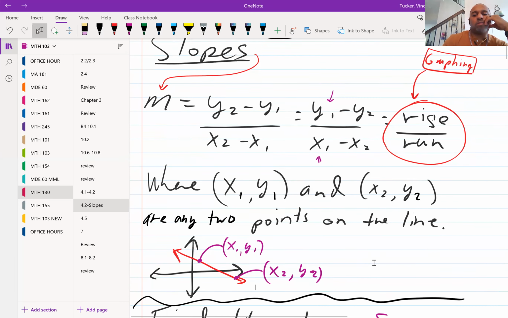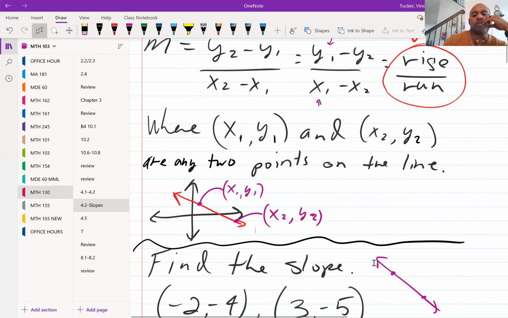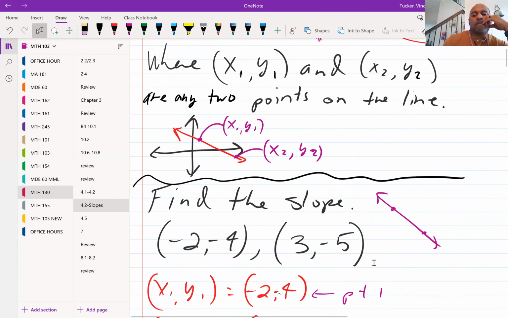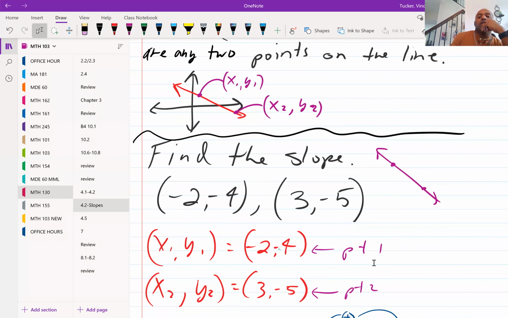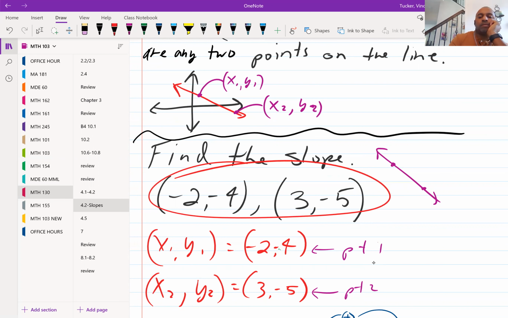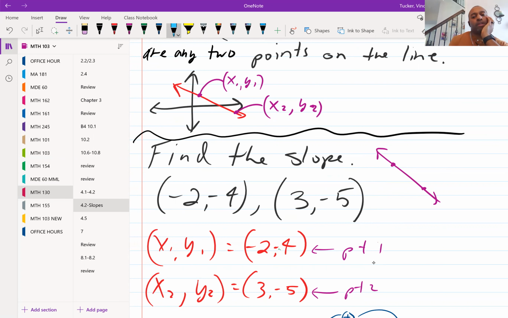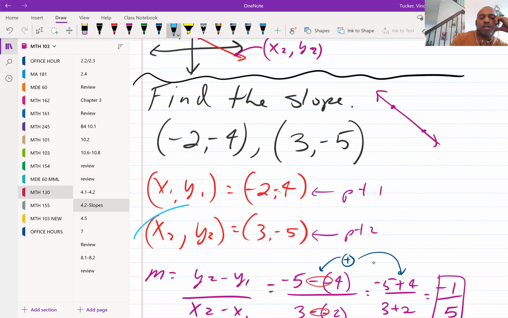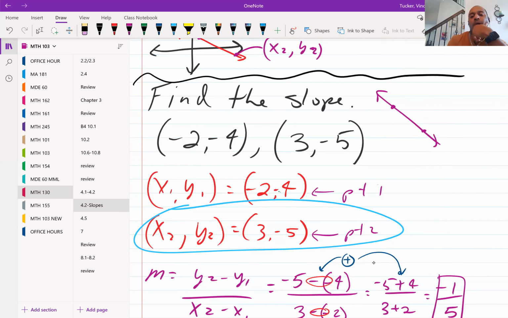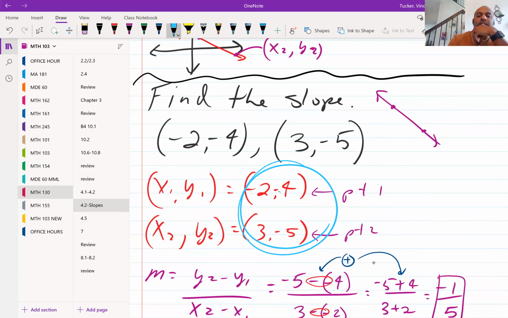All right, can I scroll up? So first exercise, find the slope. They give us 2 points: (-2, -4) and (3, -5). The first thing you want to do is label your 2 points. Call the first one point 1, so that's x1, y1. The second point is point 2, x2, y2. Both of these points would actually be on the line.